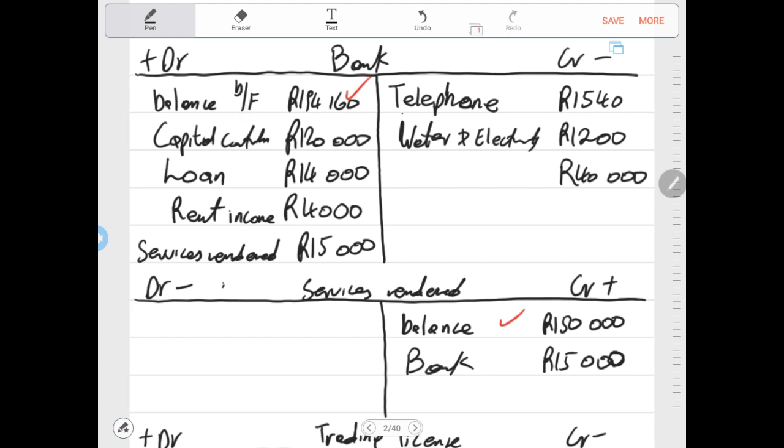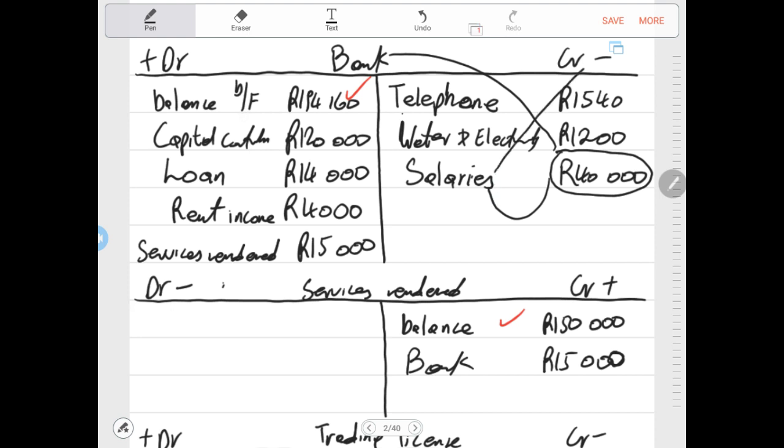Now we paid. Who did we pay, or what did we pay? We paid for salaries. How much? 40,000 rands. Therefore, 40,000 rands will be recorded on the debit side of salaries, and the description will be bank. I'm saying the debit side because salaries are on the credit side of the bank account. For every credit entry, there should be a debit entry. Salaries are credited under the bank account, or bank is credited by salaries. Therefore, salaries will be debited by bank.